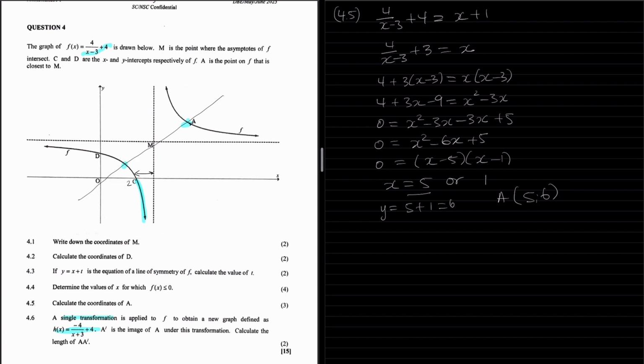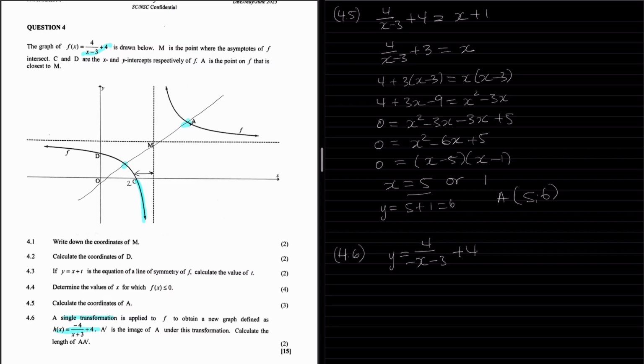Now, I don't think it's a reflection on the x-axis because I would have gotten a negative value, a negative 4. So I'm going to see if it could be a reflection over the y-axis. When I do a reflection over the y-axis, I just need to remember that it means I keep the y value, but I change the x value. So y is equal to 4 over, the x becomes negative x, so minus x minus 3 plus 4. But it doesn't look like the one that we've been given.